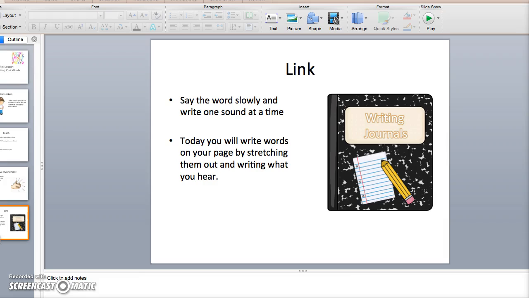All right, so I want you to always remember that when we stretch our words, you need to say it slowly and write one sound at a time. Today, I want you to write words on your page by stretching them out and writing what you hear. Reread the word to make sure you've heard and sounded it out correctly. After we write today, we will share some of our words and our spellings with the class.